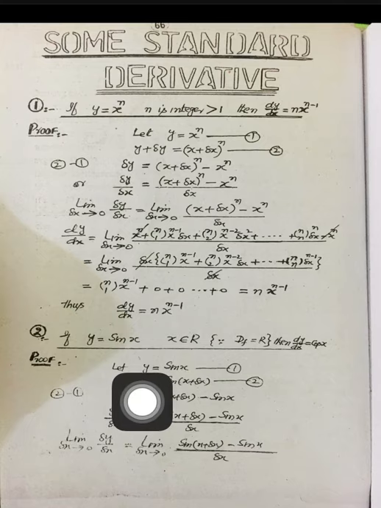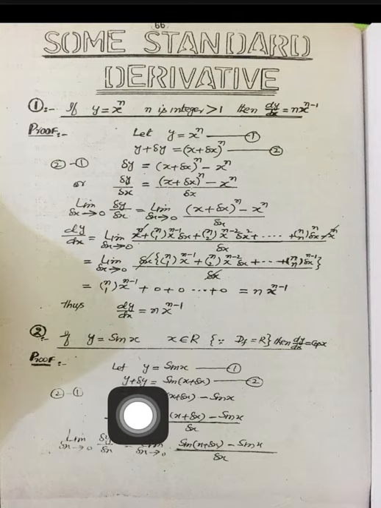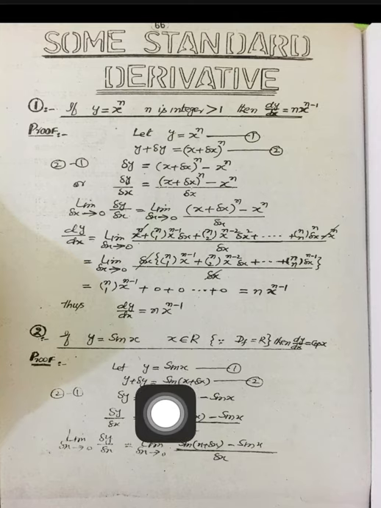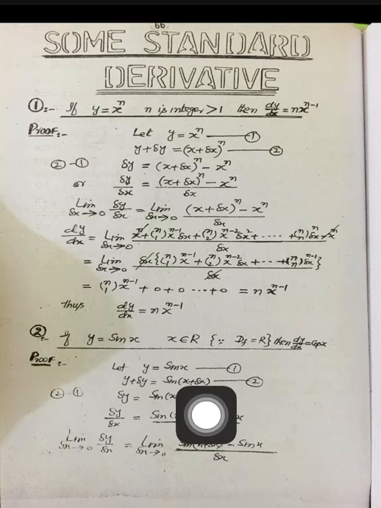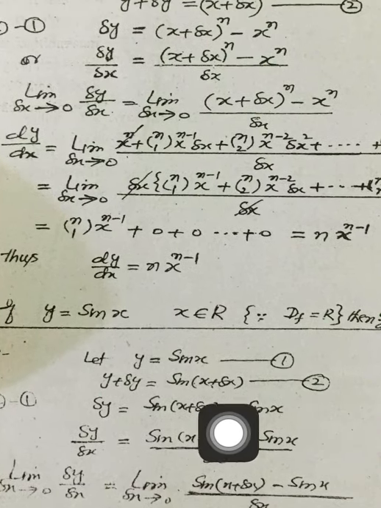So I am following those steps that I discussed previously. If y equals sine x, then the next step is I am going to introduce the term del y on the left side and del x on the right side. So y plus del y equals sine as it is, and in the place of x I write x plus del x. So this is the second equation.